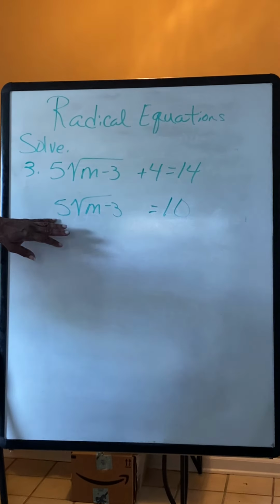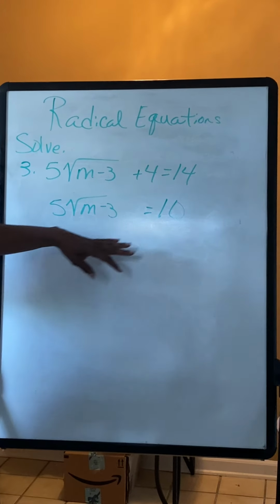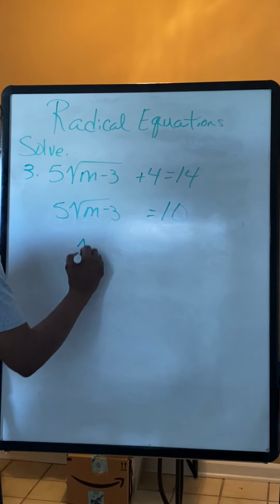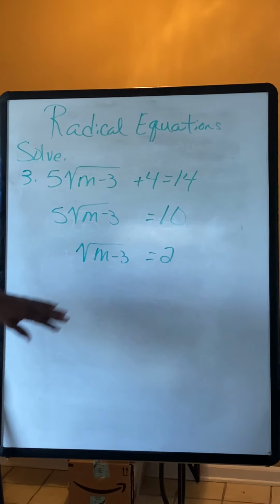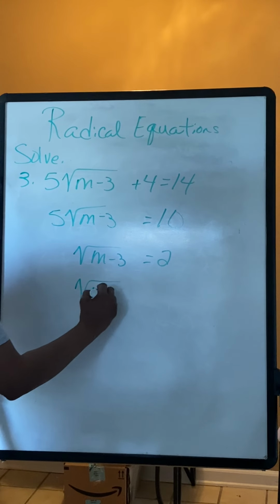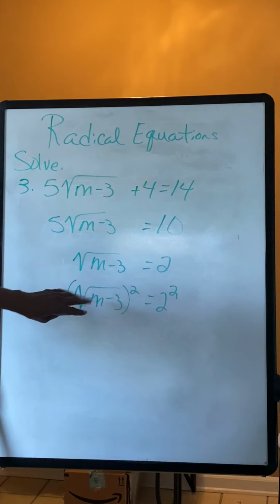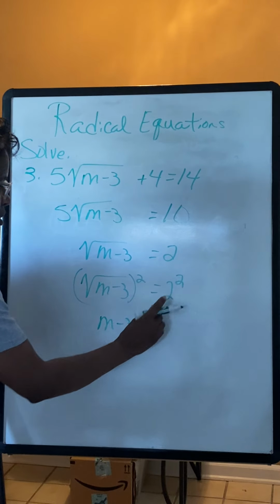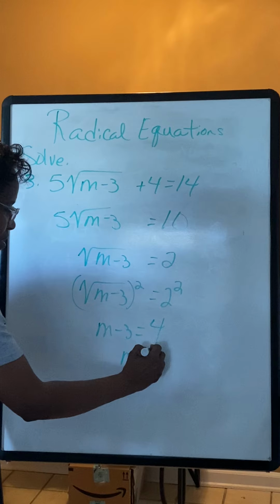Now this is read as 5 times the square root of m minus 3. That's multiplication. The inverse operation is division, so I'll take 10 and divide it by 5. So I get radical m minus 3 is equal to 2. I need to eliminate that radical symbol, so I will square both sides. When I square the radical, I get the radicand. The radicand is m minus 3. 2 squared gives me 4. Transform the 3, I get m is equal to 7.